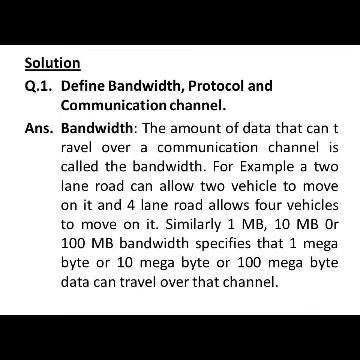Solution that is based on the previous video. Question number 1. Define bandwidth, protocol and communication channel. First, bandwidth. The amount of data that can travel over a communication channel is called the bandwidth. For example, a 2-lane road can allow 2 vehicles to move on it, and a 4-lane road allows 4 vehicles to move on it. Similarly, 1 MB, 10 MB or 100 MB bandwidth specifies that 1 megabyte, 10 megabytes or 100 megabytes of data can travel over that channel.